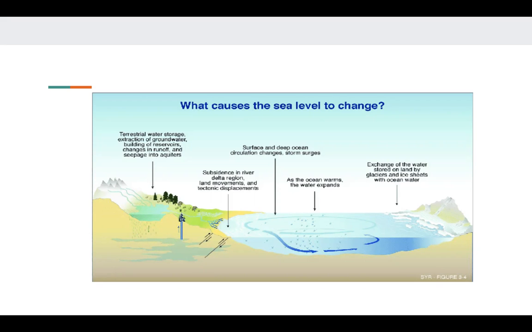And for example, let's say you stored a lot of water in a reservoir and you decide to drain all that water. Well, all that water needs to go somewhere. So let's say you empty it into the ocean. That could lead to a minor sea level change, because it's not that much.